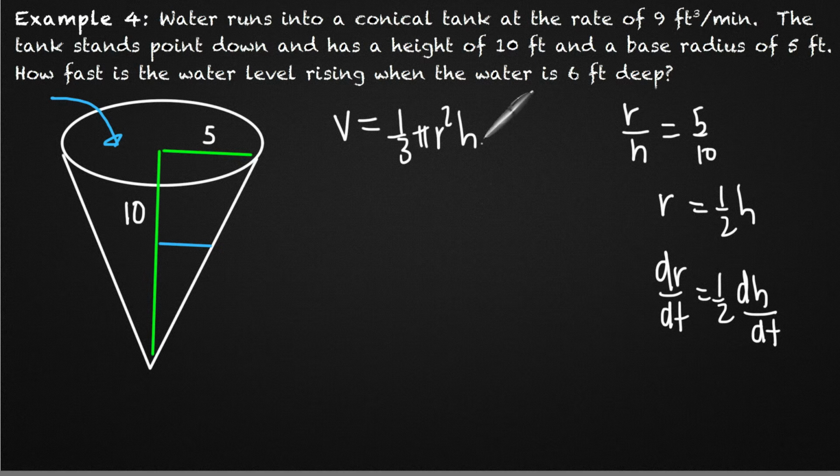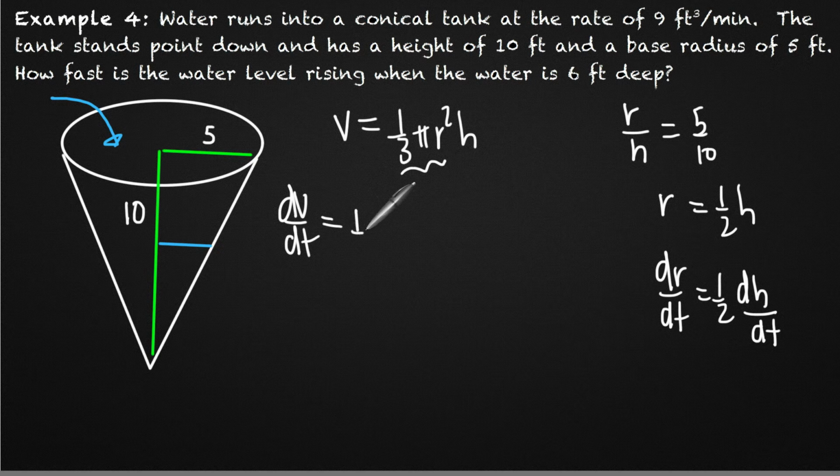So actually, we can go ahead and do this problem. We'll say dV/dt. Now we would have to use the product rule here. So we'll call the first function 1/3 pi r squared, and we'll call the second function h.